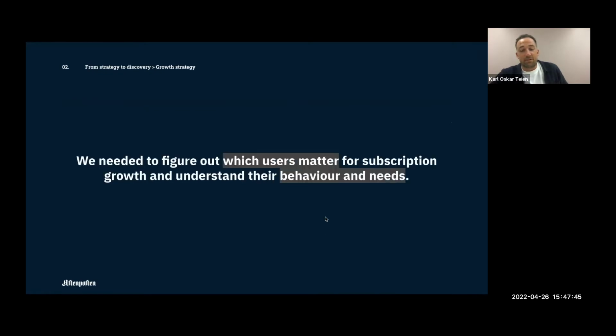We asked ourselves, who are these users? We said, let's focus on not just understanding who those users are, but understanding which users really matter. So there's many users that come to us that might not have an intention of staying. So which ones of them should we focus on?